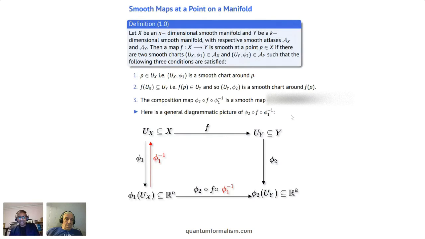So it's in that sense. Here's a diagrammatic overview of the general thing. I will give you another slide with a more complete picture to give you a little bit of intuition of what this composition is all about. So you see the chart domain UX, and you have F, right? It goes here, and then you have this composition. Obviously, this composition, as you can see from the diagram, is from Rn to Rk. So it makes sense to ask about differentiability.